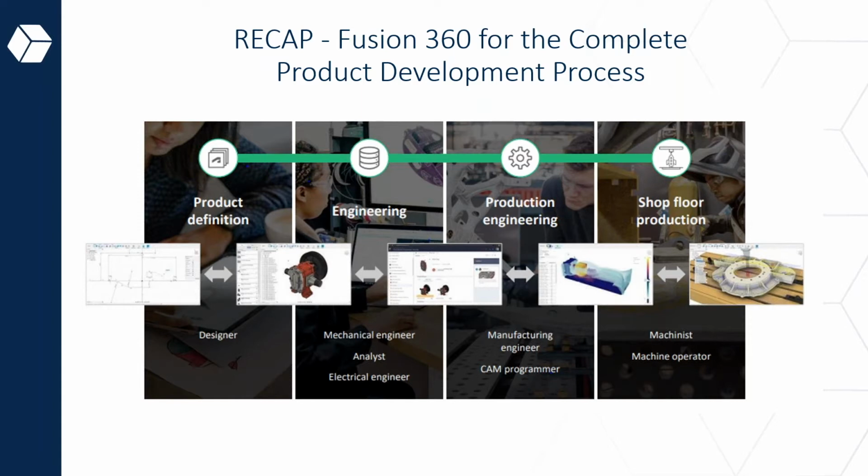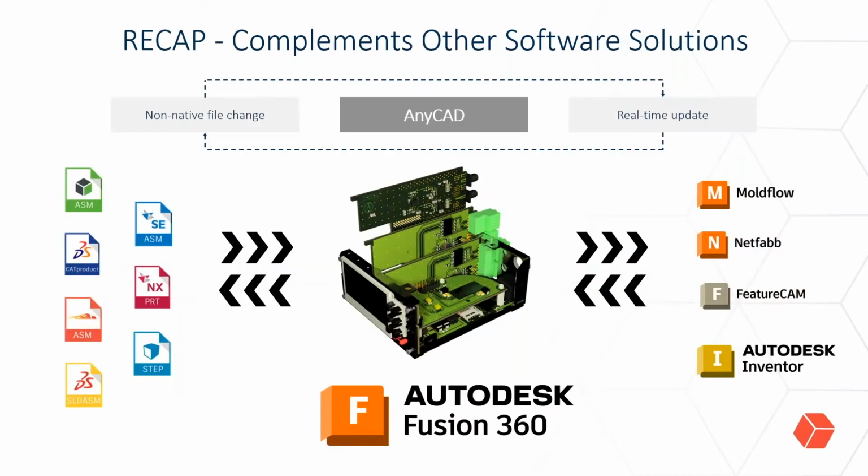As you can see here, we've got solutions for product definition, engineering, production engineering, as well as the shop floor section, with the different profiles of person that will be using the different aspects of Fusion 360 at each stage. Fusion 360 takes it a little bit further in that it allows 50 or more native files to be brought in from different software packages to be worked on in Fusion, and all your design, simulation, and so on will then be able to be done via Fusion.